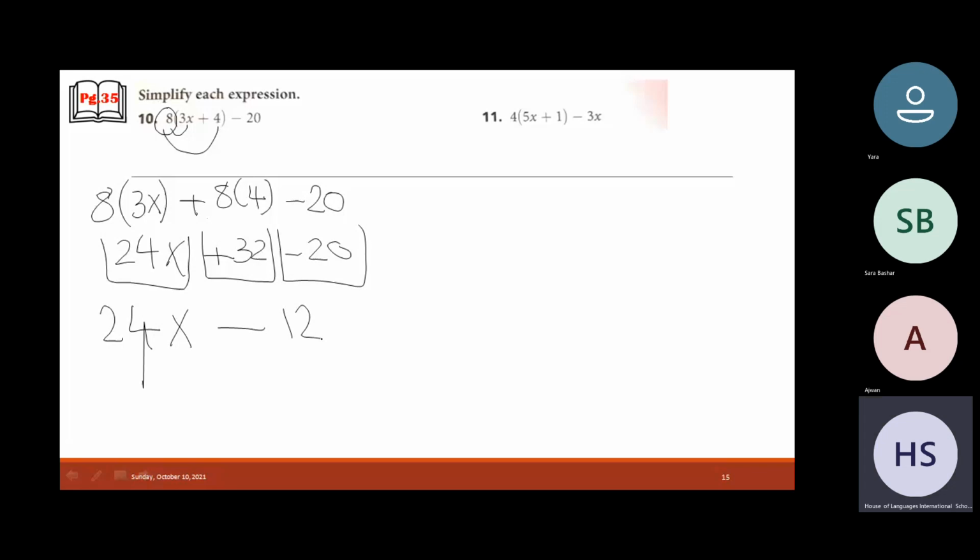Now, number 11. What do we have here? We have 4 times 5x plus 1. What do you have to do first? We first distribute the 4, 5x, and 4, what's this number 1? 1. Bravo. So 4 times 5x plus 4 times 1. Then minus what? 3x. Now then, 4 times 5x, 20x, plus 4 times 1, 4.